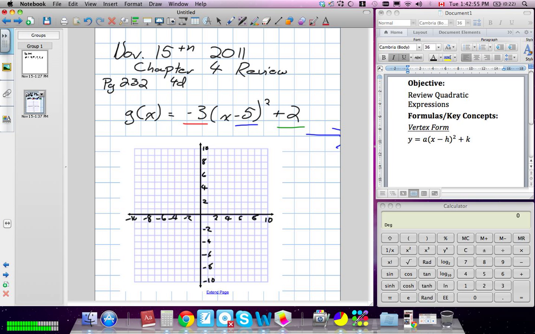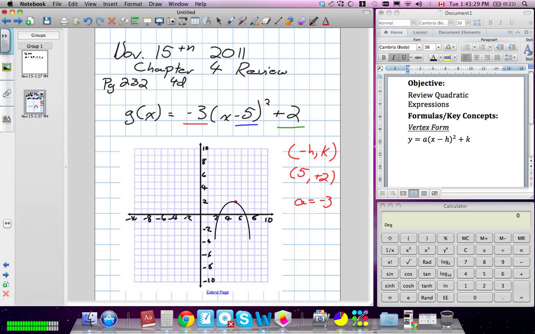So remember, our vertex from vertex form is essentially the opposite of H and the value of K. So the vertex of this will be positive 5 and positive 2. So we go over 5 up 2. My A value is negative 3, which means my parabola is going to be facing downwards. So because it's facing downwards, let's see if this will work. There we go. We're going to have a parabola that's going to cross the x-axis twice.